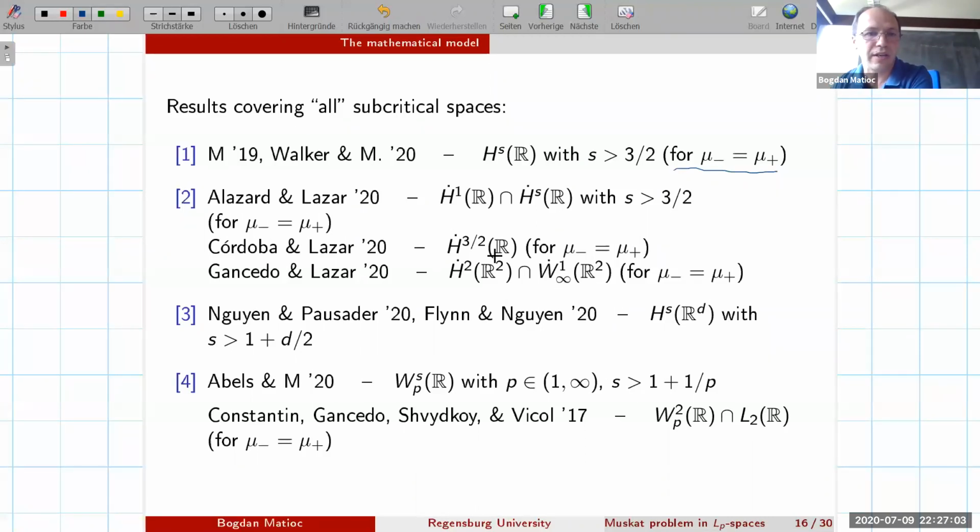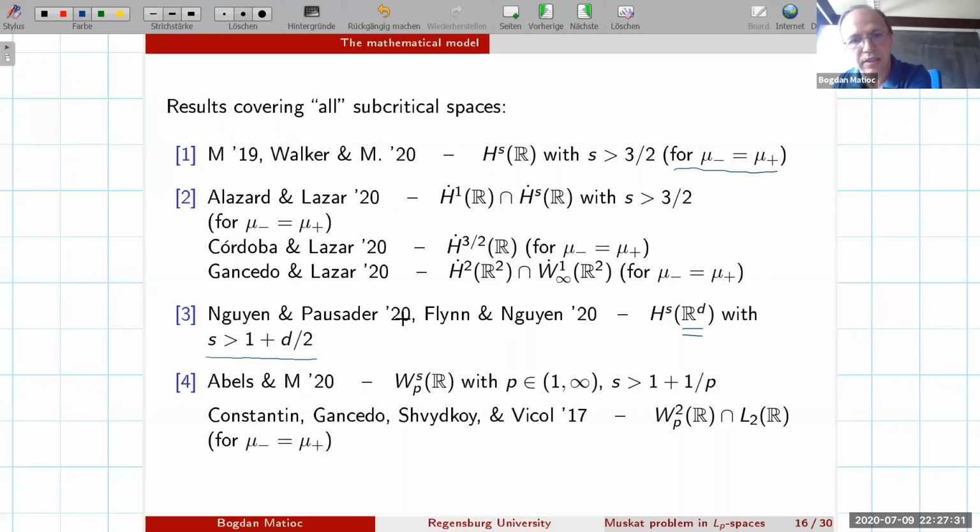And there is also a very recent paper of Nguyen and Pausader from 2020, where they consider a general setting of fluid with different viscosities, and they establish well-posedness in L2-based subcritical spaces and in any dimension. So d is larger or equal to 1.